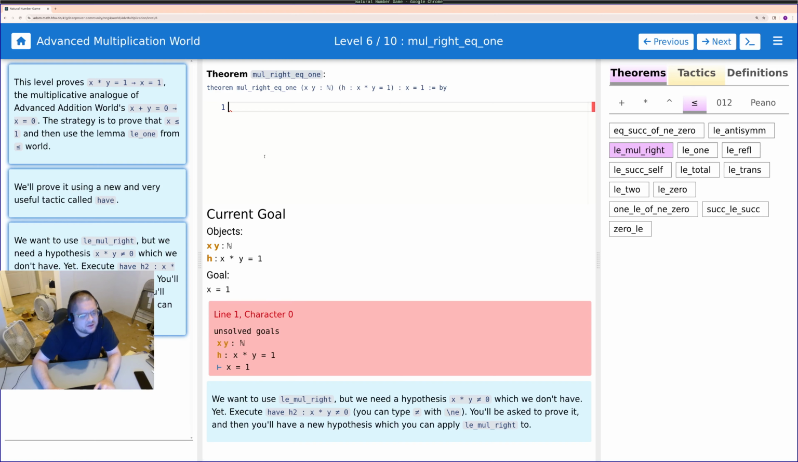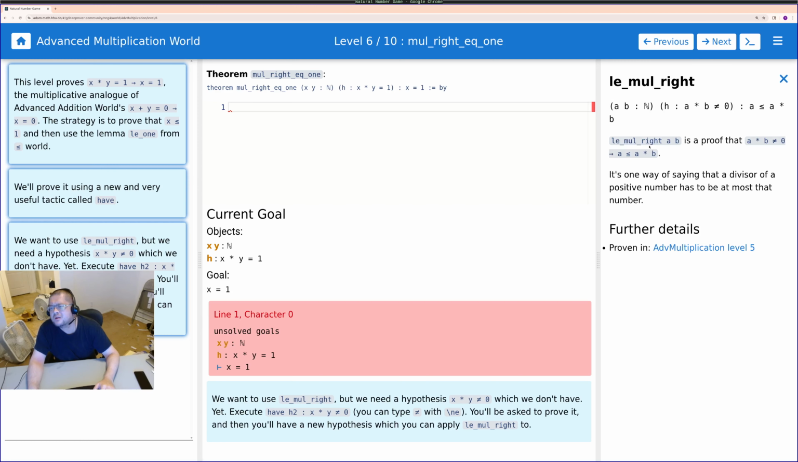Well, what is this? Let's read the hint. We won't use LE mul right. What is LE mul right? A less than or equal to A times B. What? So we want to prove x, we want to use x less than or equal to 1.